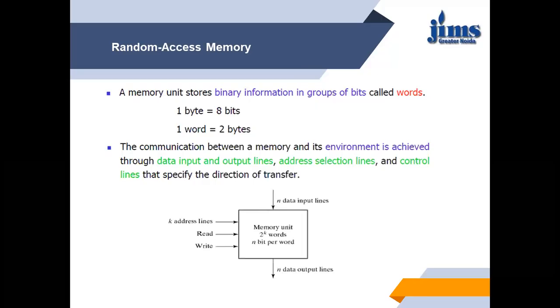So this is the block diagram of a RAM. We have k address lines. We have read and write inputs, which decide whether we are reading or writing. We have n-bit data input and n-bit data output. The n-bit size will decide whether it is an 8-bit memory or a one word memory. When it is a one word memory, the size n will be 16 bits. So in that case, n equals 16.